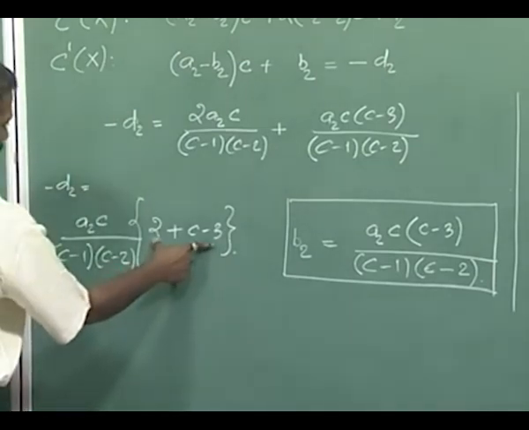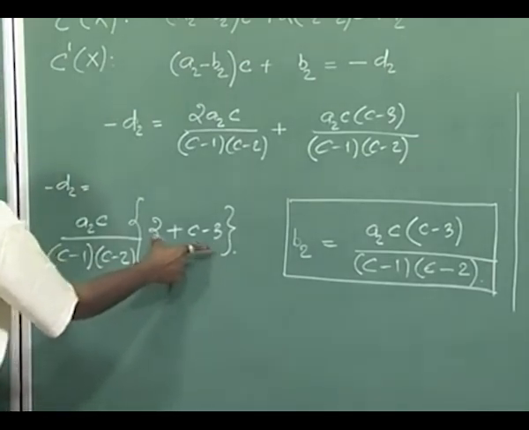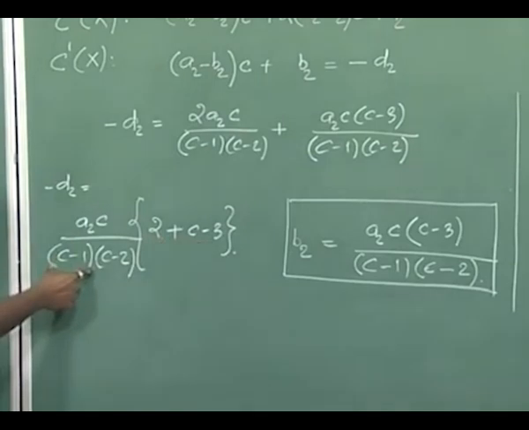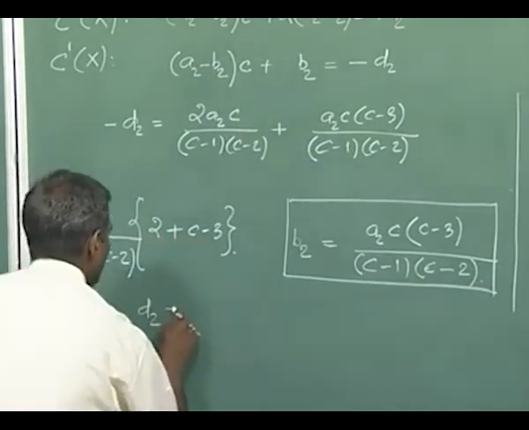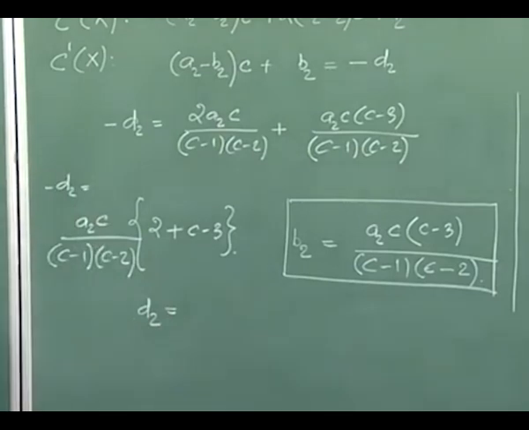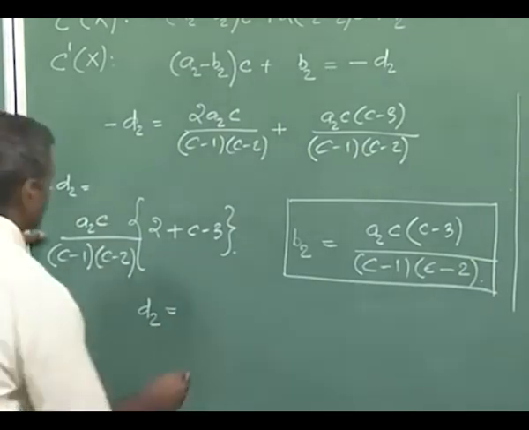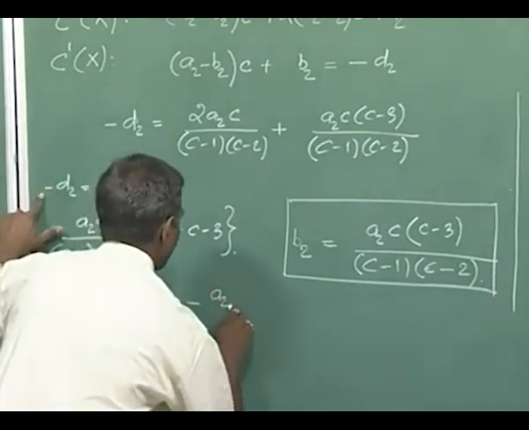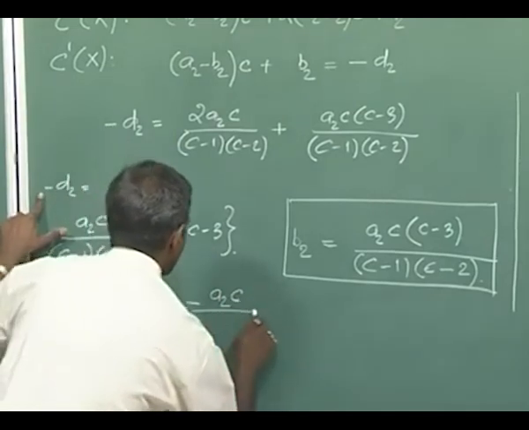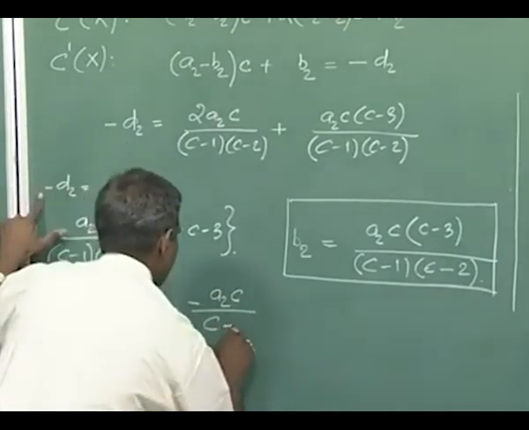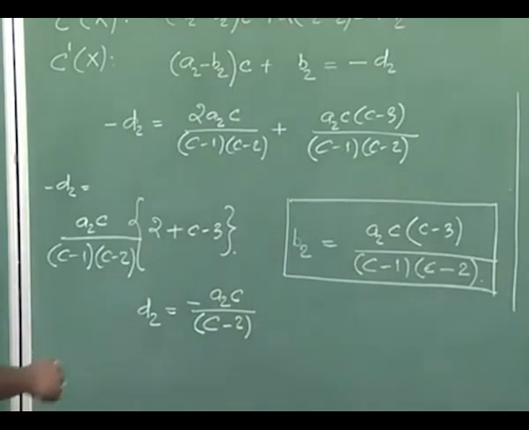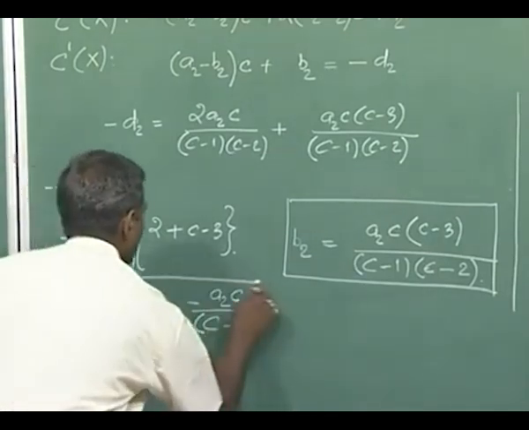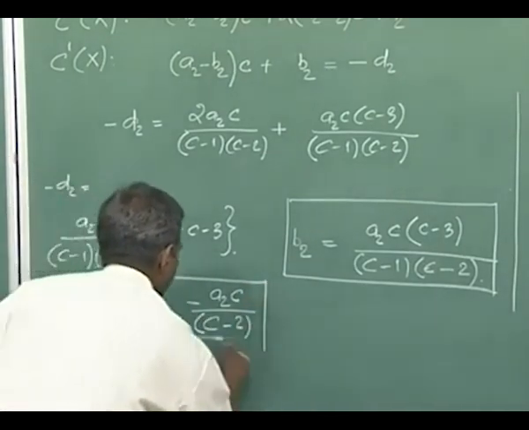Now this is C minus 1, which cancels out with this one here. So D2 will be equal to minus A2C over C minus 2. Let me block this result also.